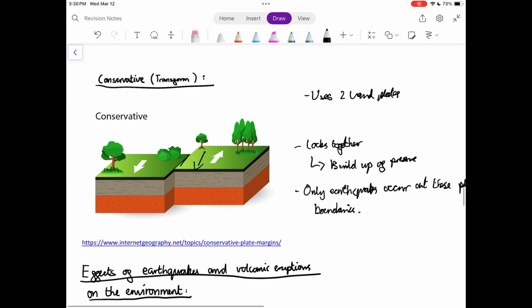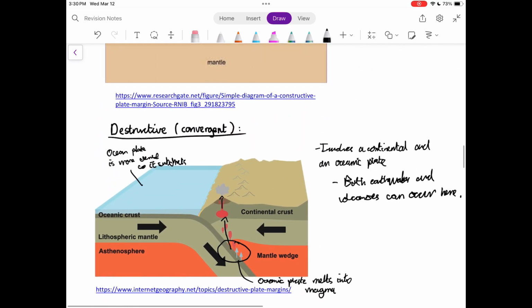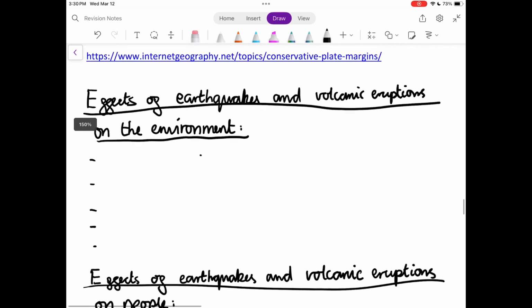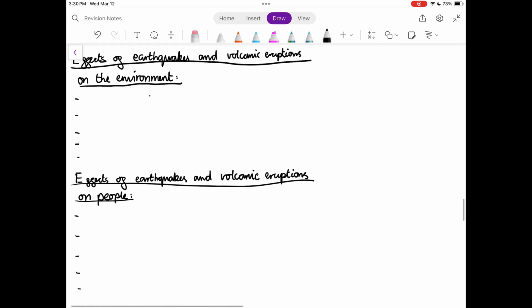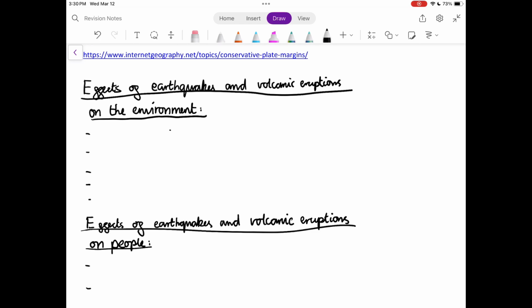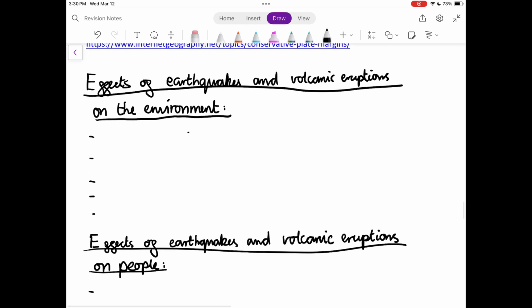Alright, so those are all you need to know for the 4 types of plate boundaries, and now we're going to be looking at the more human side of volcanoes, so the effects of it and the opportunities it provides, as well as solutions for managing these events.